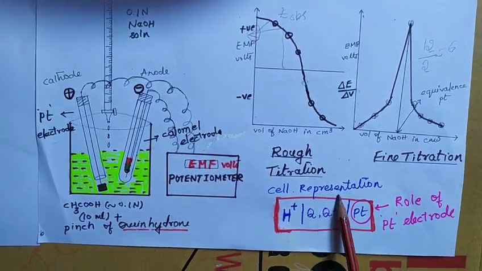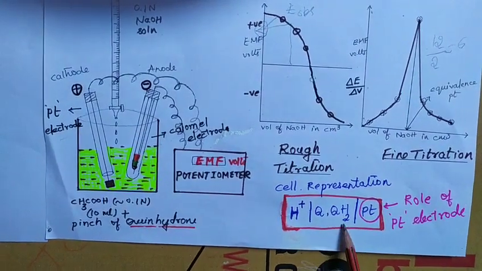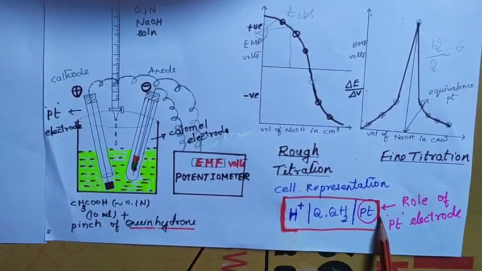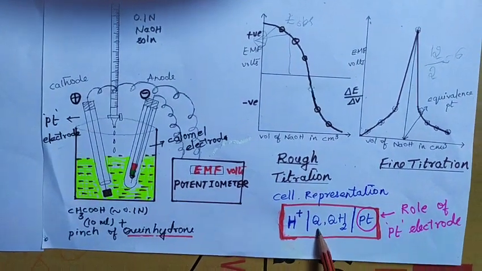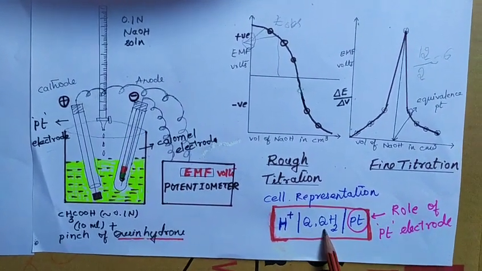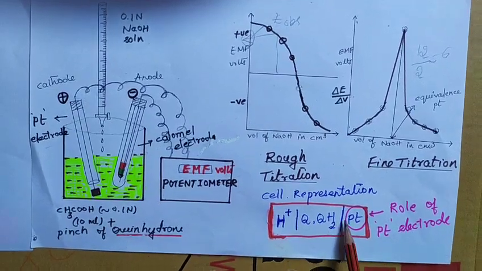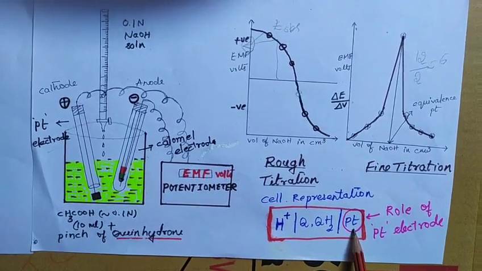This is the cell representation of the quinhydron electrode. This is the representation of the quinhydron electrode, that is H plus, Q, QH2 and platinum metal. Q stands for quinone and QH2 stands for quinhydron.